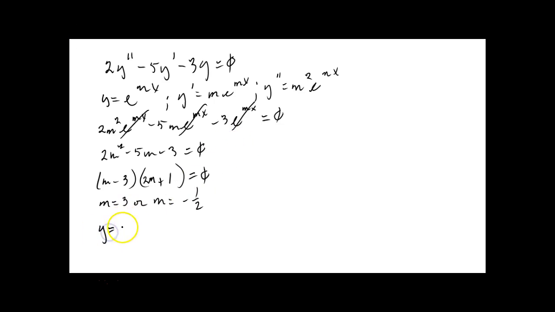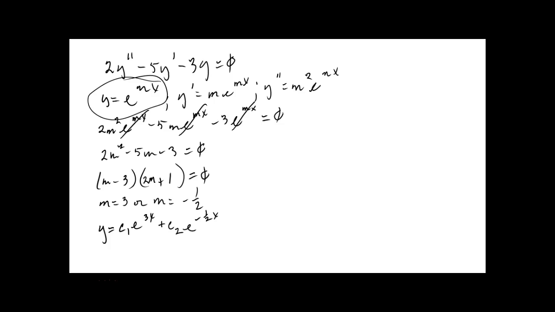So here are our two solutions. Y is equal to C1. Remember, these are general solutions. We don't have initial values, so these are arbitrary coefficients. C1 e to the 3x plus C2 e to the minus 1/2 x. There's your solution. Done. And if you wanted to check it, go back and plug in and see what you get, but sure enough, it should work. Okay?